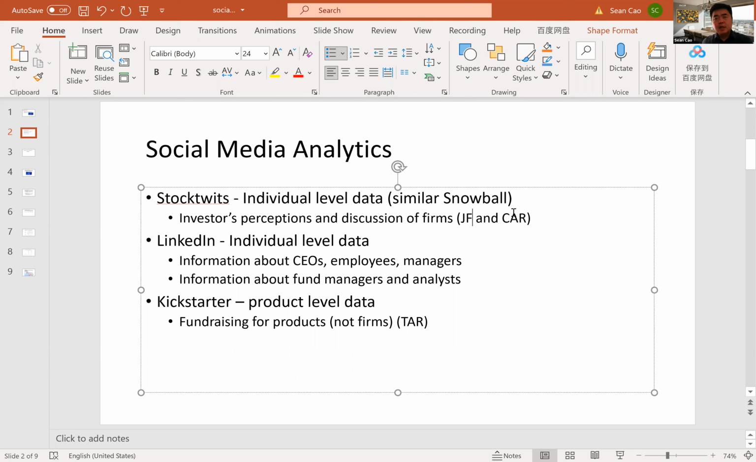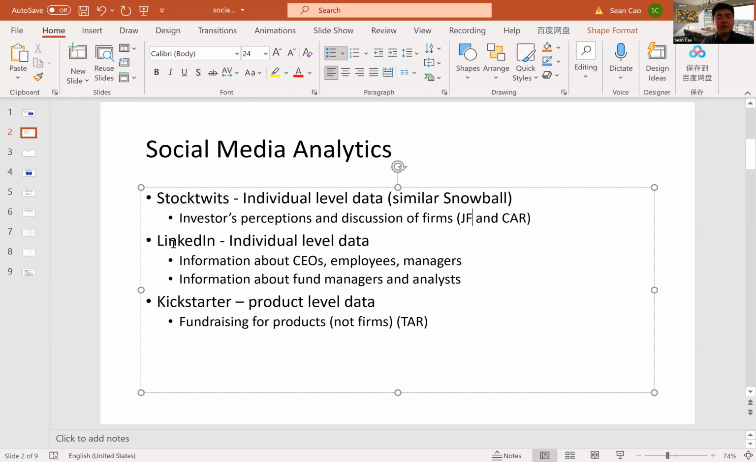Including using the data to analyze why people have different opinions about the same firm. You can analyze how investors understand the firm's earnings announcement. So these are examples of how you could use StockTwits.